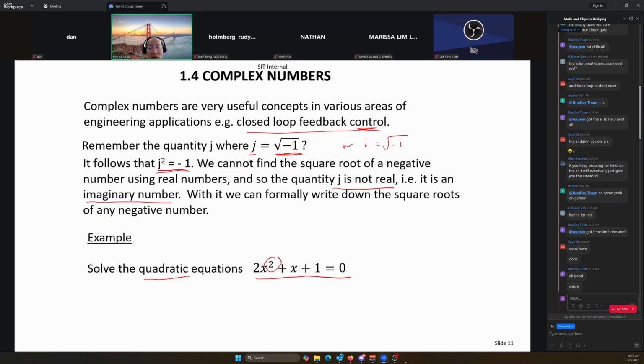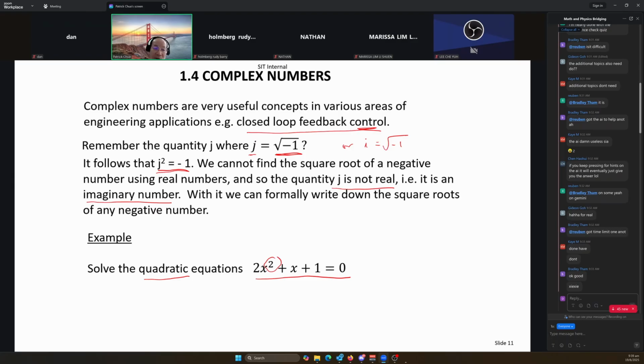So J is equal to the square root of -1. Therefore, J squared is equal to -1, okay? And of course, J is the square root of -1. It's an imaginary number because it's not a real number. If it's not a real number, then it is an imaginary number, used commonly in control modules.